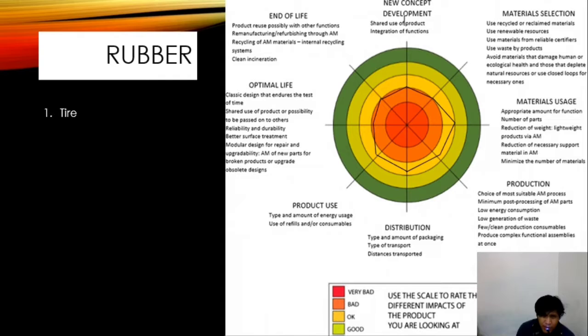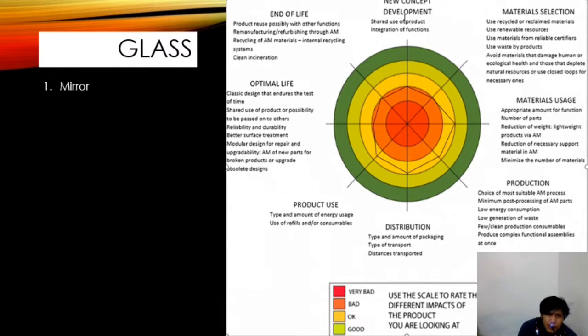The next eco design web is based on rubber material. From the eco design web, rubber is also the same as plastic, with a bad characteristic, and the part that uses rubber is the tire. The last eco design web is glass material. As we can see, glass material has the same characteristic as rubber and plastic, and the part that uses this material is the mirror. That's all for me. I will pass it to the next presenter.